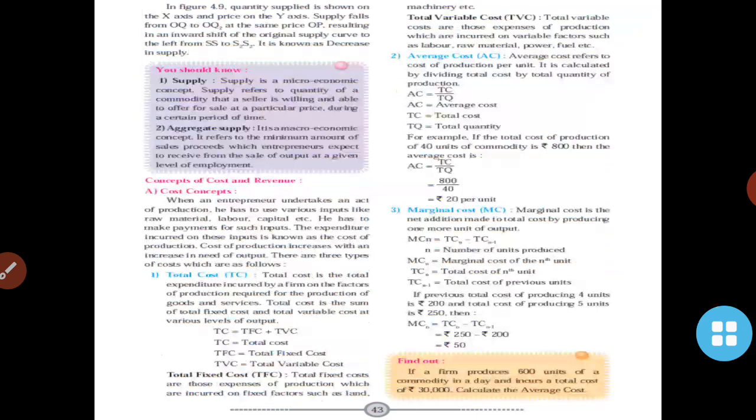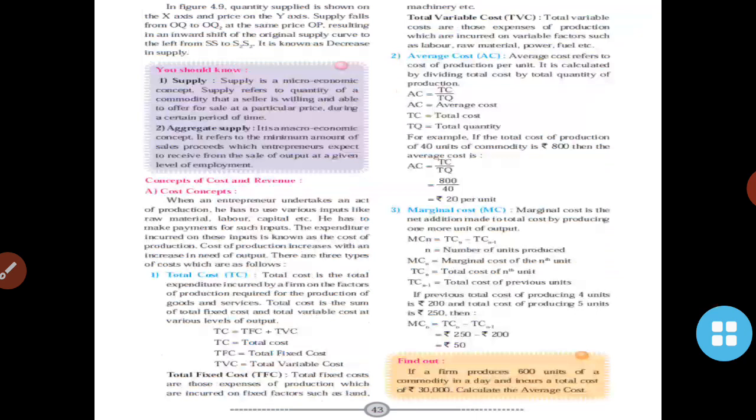The second point is aggregate supply. It is a macroeconomic concept. It refers to the minimum amount of sales proceeds which producers expect to receive from the sale of output at a given level of employment. This point should be clear: the price level depends on production and supply, meaning how much and at what time the company supplies the material.